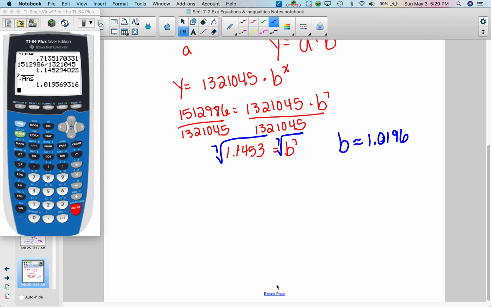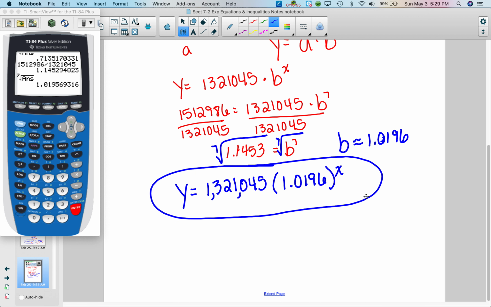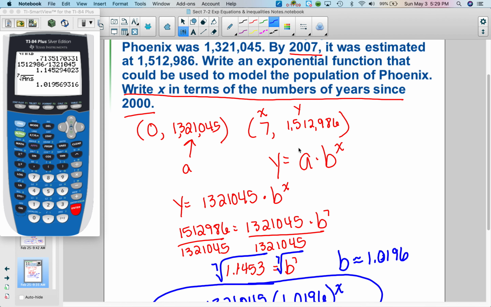So I'm going to go 0.0196. So then my equation is y equals 1,321,045 times 1.0196 to the x power. Put some commas in there. This is my mathematical model that I could use. And notice here, this is bigger than 1, so this actually would show growth. So same exact type of problem as, even though it had a word problem, as we just did, where you have the y-intercept, you fill in the other point for x and y, and then you'll be able to solve for b.